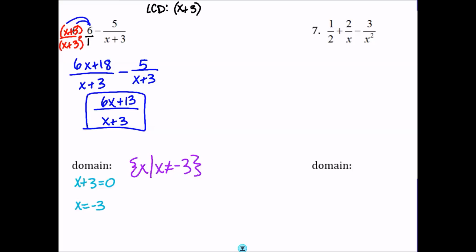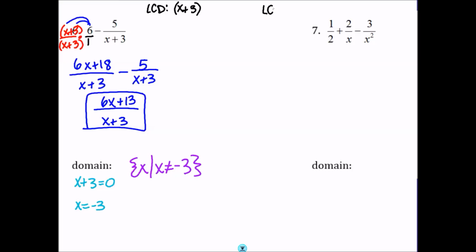Now let's look at number 7. This one's a little trickier. We have 3 fractions, so we need to find the LCD for all 3 fractions. So we need the simplest expression that has 2x and x squared as its factors.